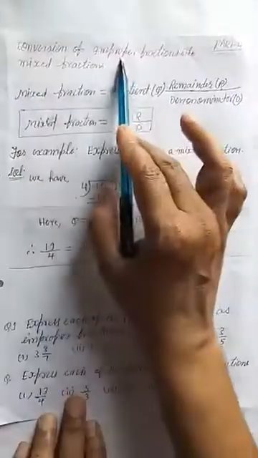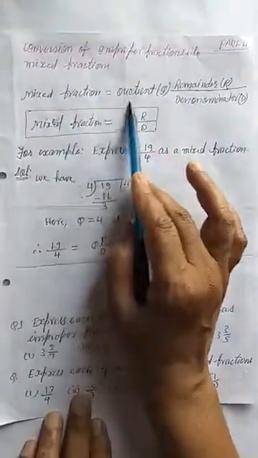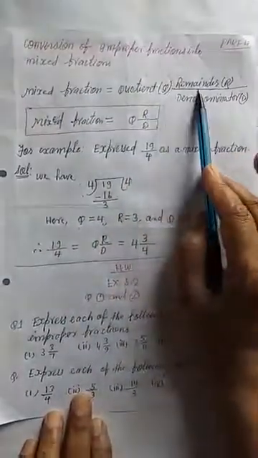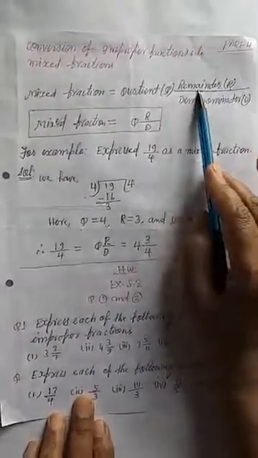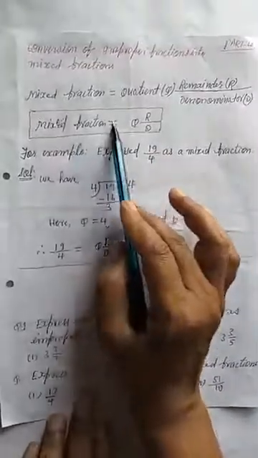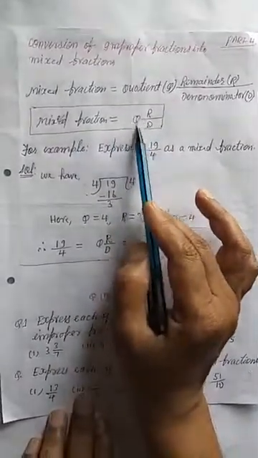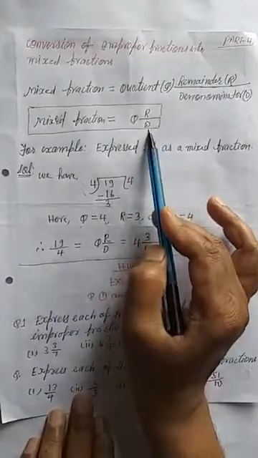Next topic, conversion of an improper fraction into a mixed fraction. Mixed fraction is equal to quotient, meaning Q, remainder, meaning R, and denominator, meaning D. So we can write in short form like this: mixed fraction is equal to Q, which stands for the whole number, and R upon D, meaning remainder upon denominator.